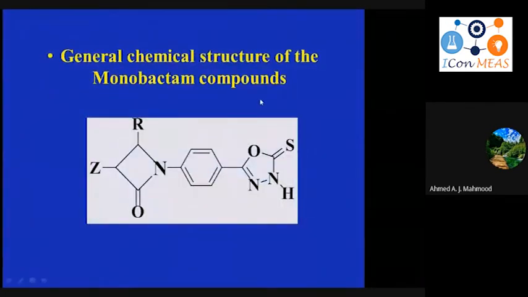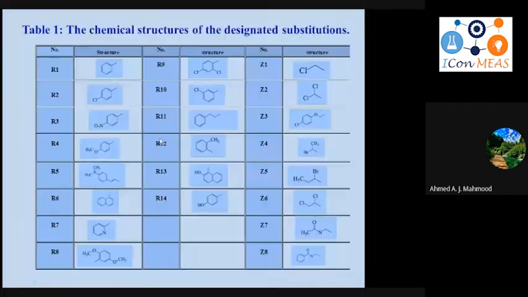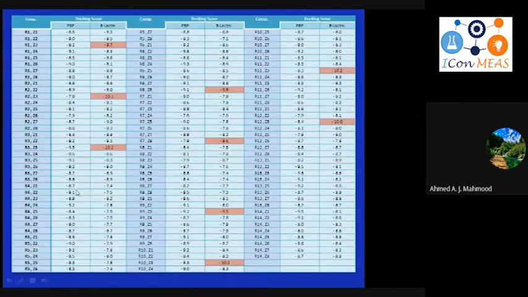The general chemical structure of the monobactam compound is the oxadiazole moiety linked to the monobactam ring. The Z and R groups will be changed. This is the chemical structure for the designated substitutions. We have 14 R groups and 8 Z groups that will be changed separately. This table shows the results of the docking. We notice that all the docking results for all the designated compounds are better than clavulanic acid and sulbactam.